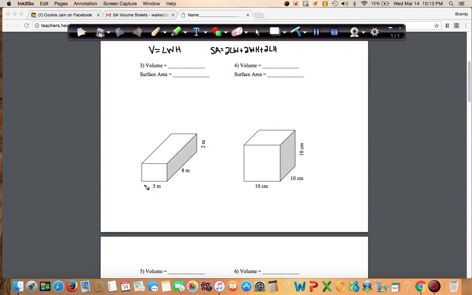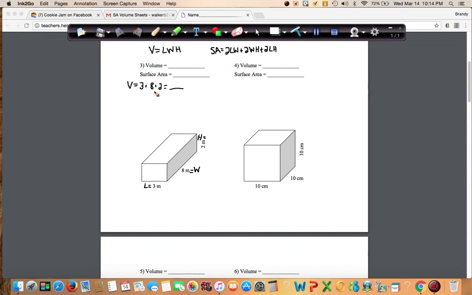So here we can say our width, or actually we can make this our length, to be honest, because you're using all the numbers, it doesn't really matter. We'll make our width 8, and then our height here is going to be the 2. So for volume, you're going to have length times width times height. So you just multiply these three things. 3 times 8 times 2. And that'll give you that answer.